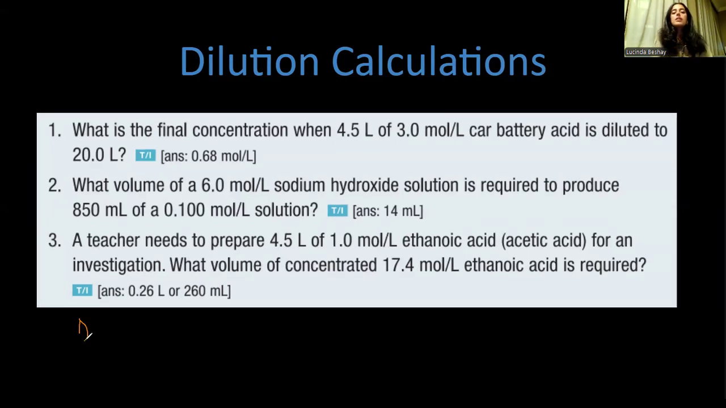Question 1 says: what is the final concentration when 4.5 liters of 3 moles per liter car battery acid is diluted to 20 liters? So anytime I have a question where I'm diluting something, where I'm adding a volume to something, this is when we use C1V1 equals C2V2.